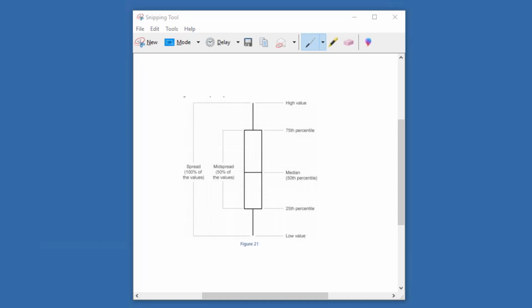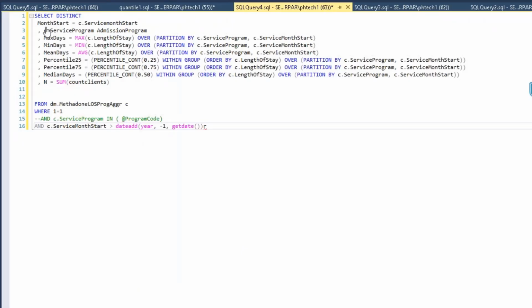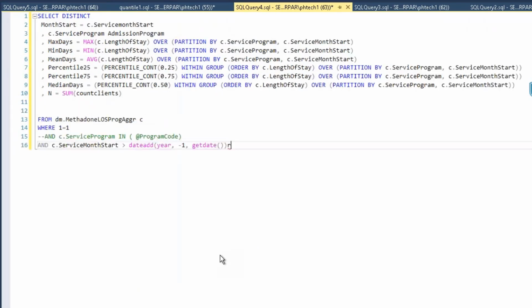Let me talk a little bit about how we get this data, okay? Because we have to be able to get this data in a form that allows us to break it out into what we call quantiles, right? So I'm just going to show really quick a little bit of SQL code. I just wanted to show a little bit, and I won't go too deep into it.